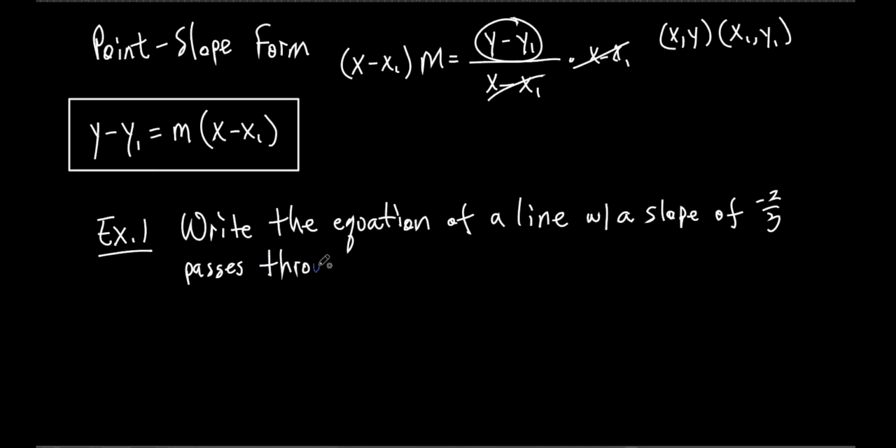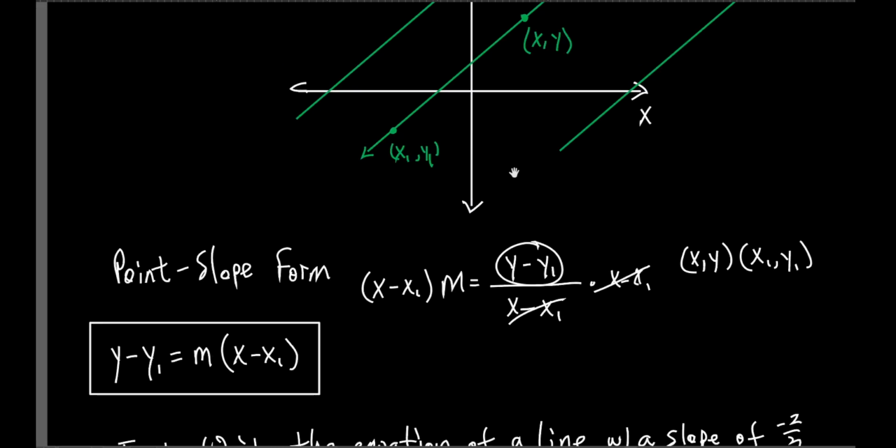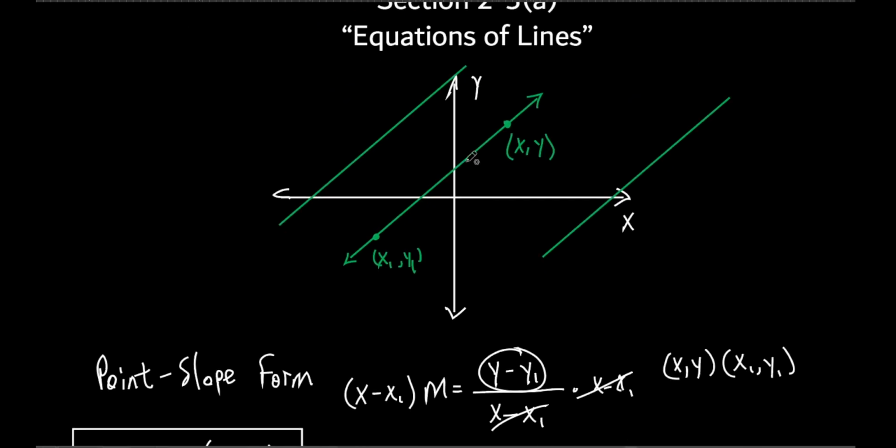So they only give you 1 point. They don't give you the 2 points like we talked about before. It passes through negative 4, 5. But they do tell you a couple things. They tell you what the slope is, and they tell you one of the points on that line. And what we have to do is figure out what the equation of that line is, so we know exactly what line it is. Okay? So they give you the slope, they give you 1 point on the line, and we basically have to find the equation of the line.